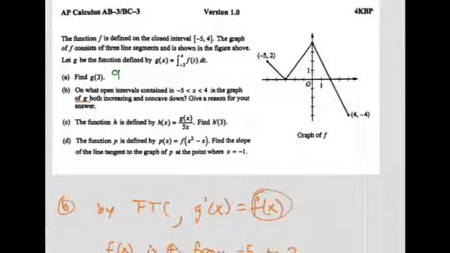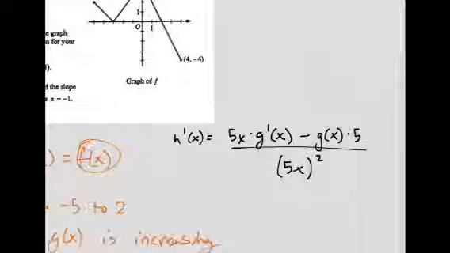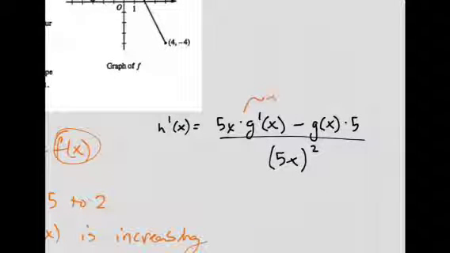Let me erase stuff. All right, part C says the function h is defined by the quotient g of x divided by 5x. Find h prime of 3. So we have to take the derivative of this. This is testing to see if you know the quotient rule. So h prime of x, that'll be low d high minus high d low all over low squared. And then just know that g prime of x is f of x. And then g of x is the area under f of t, or the net area under f of t.